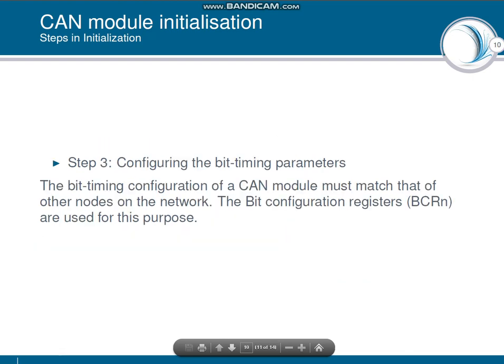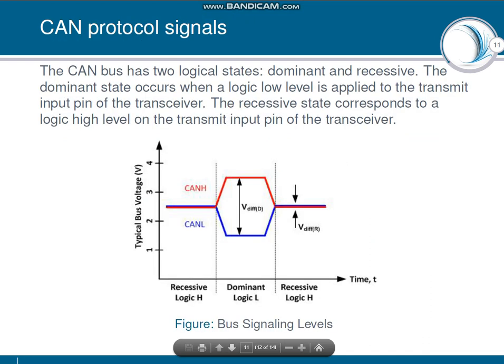Configuring the bit timing parameters. The bit timing configuration of a CAN module must match that of other nodes on the network. The bit configuration registers are used for this purpose.